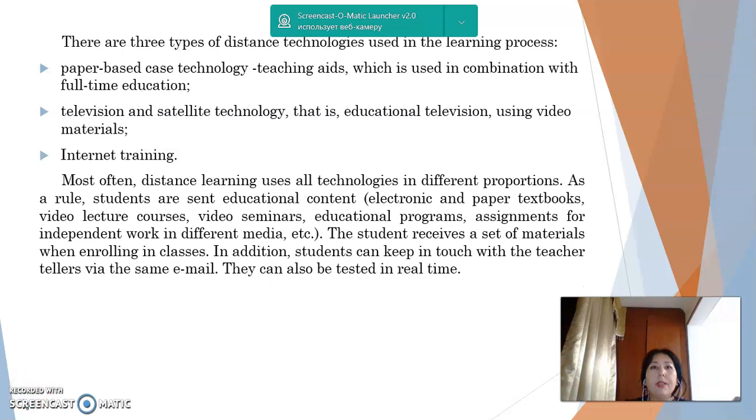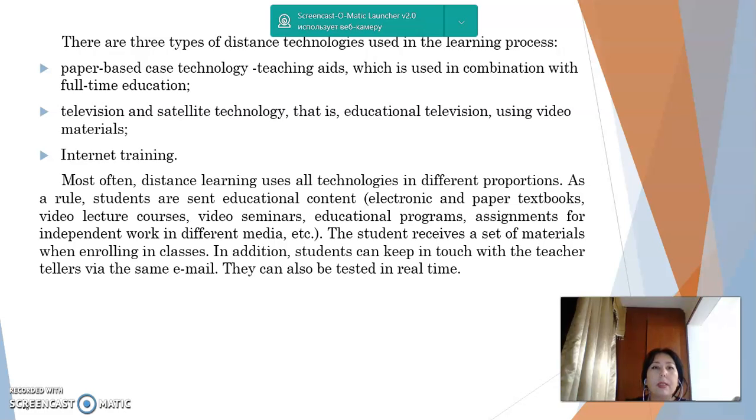There are three types of distance technologies used in the learning process. Paper-based case technology, like teaching aids, which is used in combination with full-time education. Television satellite technology, that is the education television using video materials. Internet training. Most often distance learning uses all technology in different proportions.